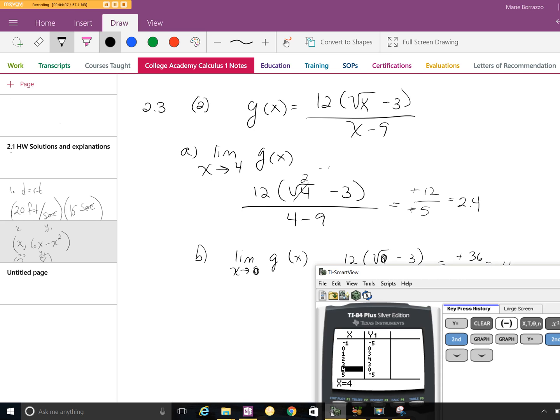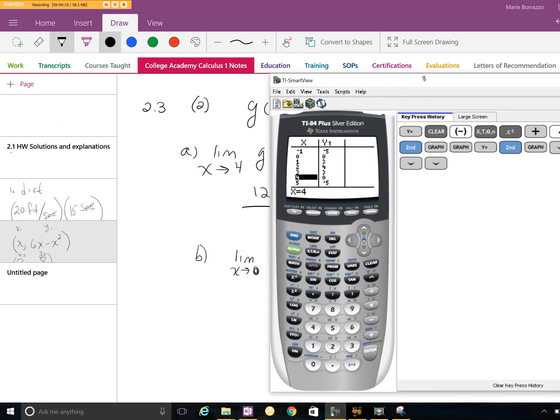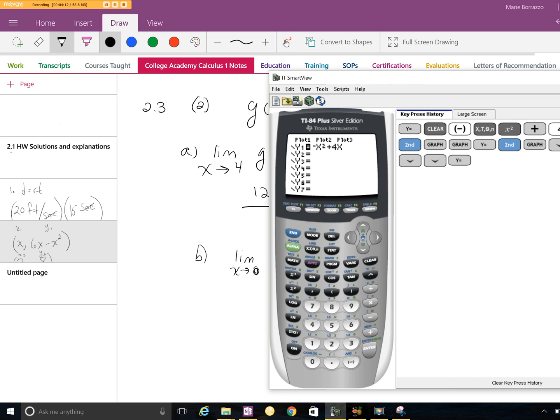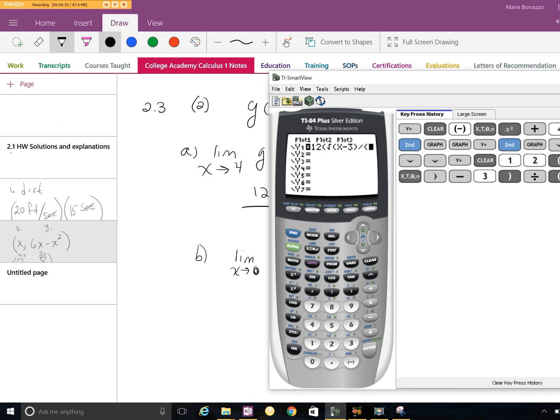Again, using the calculator, same difference. You would go to y equals, and you're going to put in the equations. You have 12 parentheses second square root of x, push over, this be minus 3, close parentheses, and all of this divided by, I'm going to put it in parentheses even though the question doesn't show it in parentheses, just for the sake of order of operations, because the calculator is not as smart as you are. So second graph.